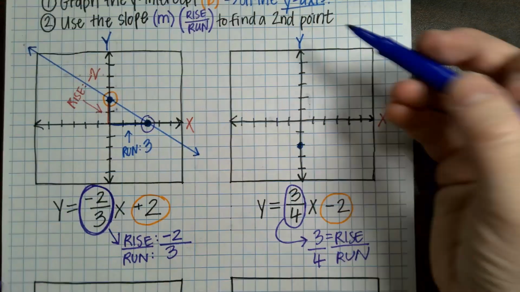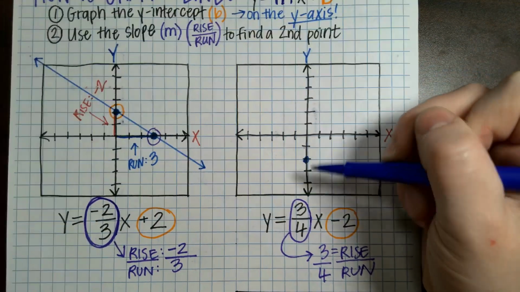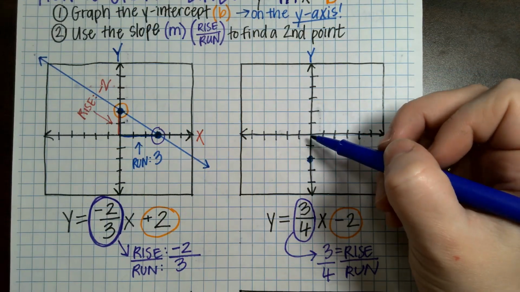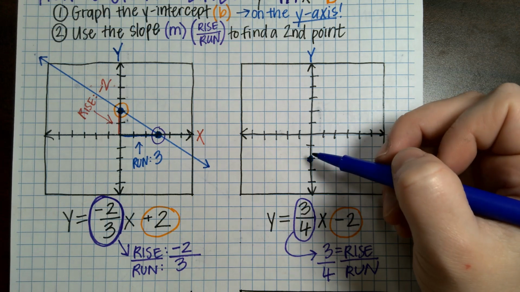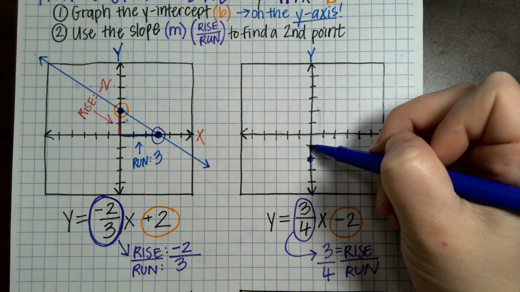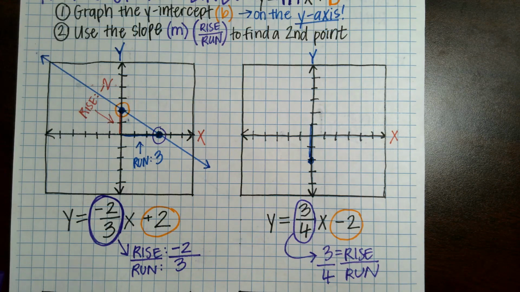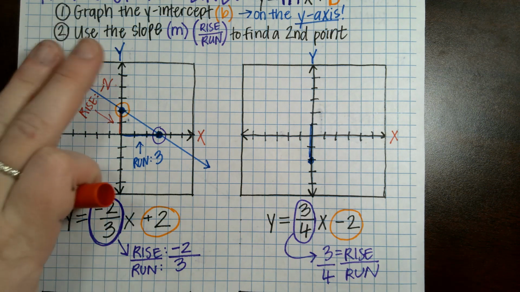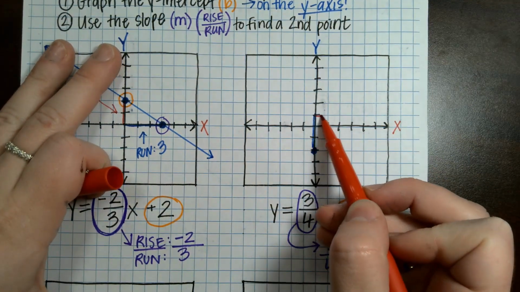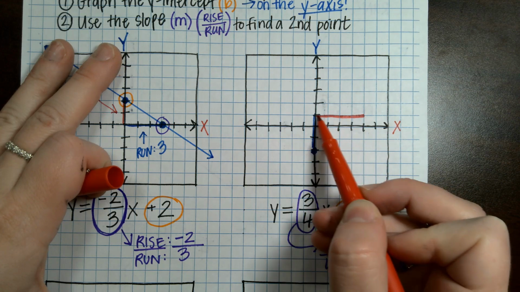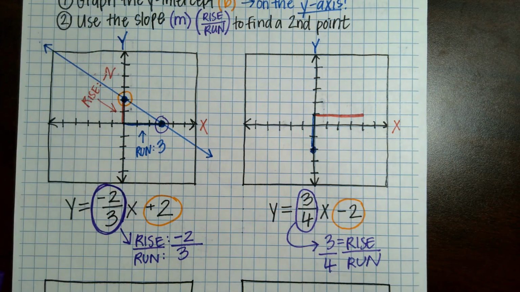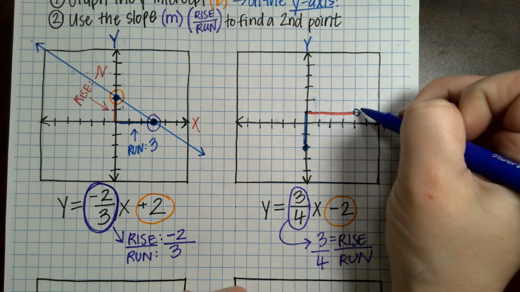You went up 3, so where did you start counting from? The point or from 0? From the point, good. So we count up 1, 2, 3 for our rise. And how many was our run? 4. 1, 2, 3, 4. There we go. So here's our second point, right there.